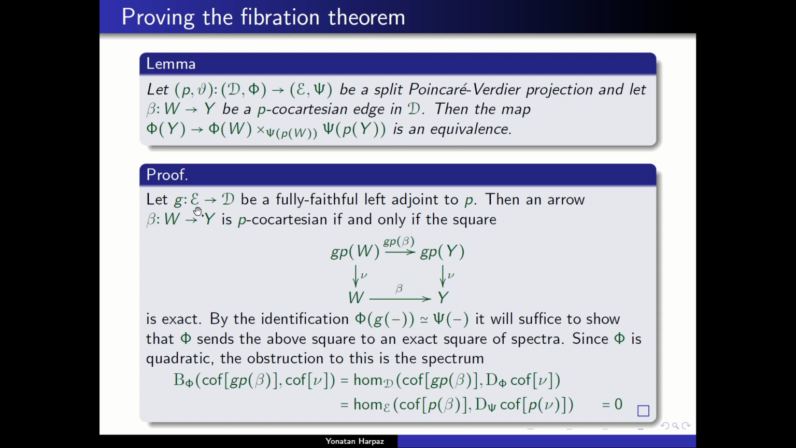Now, since the adjunction between P and G is such that G is fully faithful, in this situation it follows from completely formal reasons that P sends the counit of this adjunction to an equivalence in E. So P of the counit is an equivalence, its cofiber is hence 0, and so this entire term vanishes. Since this was the obstruction for phi to send this square to an exact square, we deduce that phi indeed sends this square to an exact square.